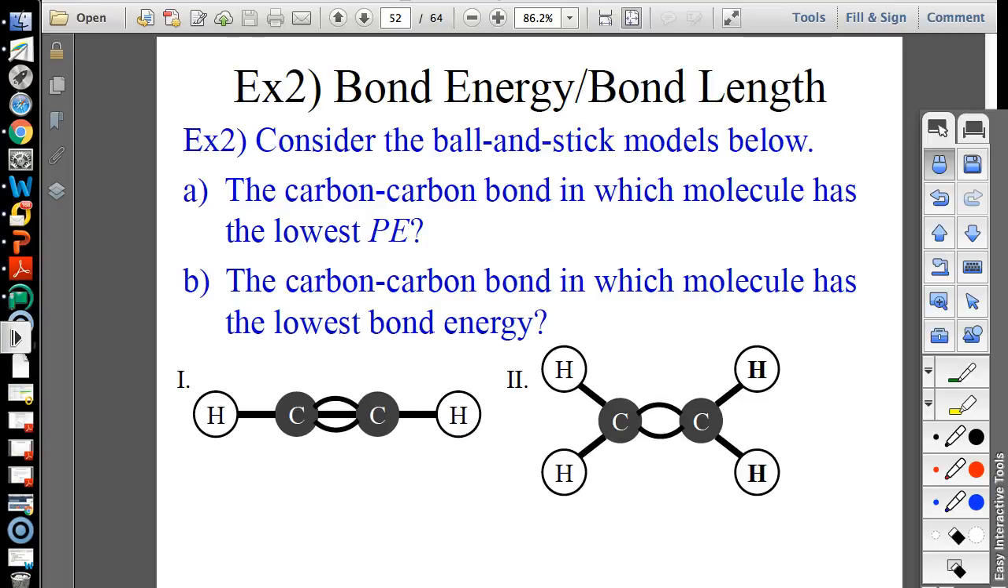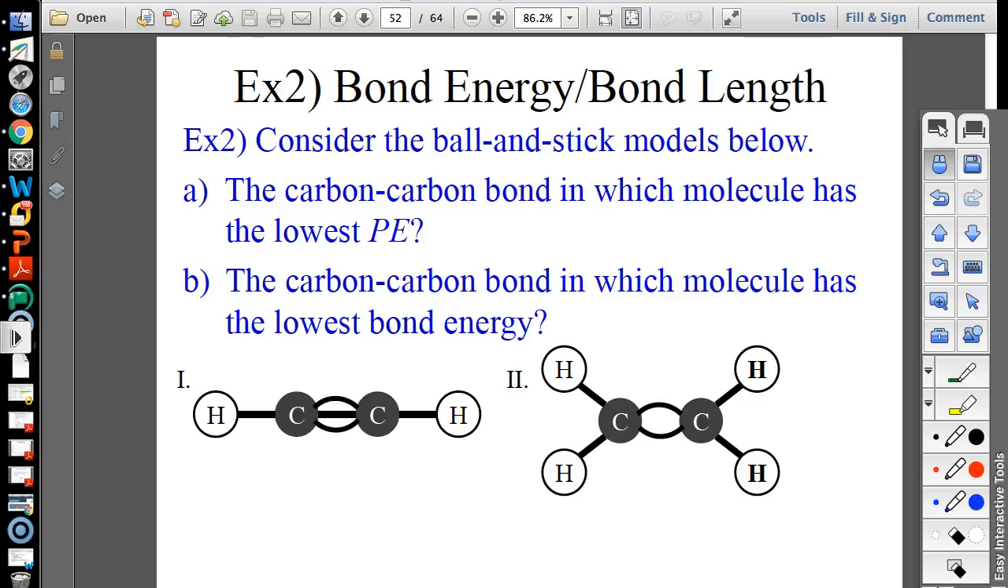The carbon-carbon bond, which molecule has the lowest bond energy? Yeah, and so why? Since it has a lower bond order, the distance between the two nuclei is greater, so there is less Coulombic attraction, and they would be easier to pull apart from each other.